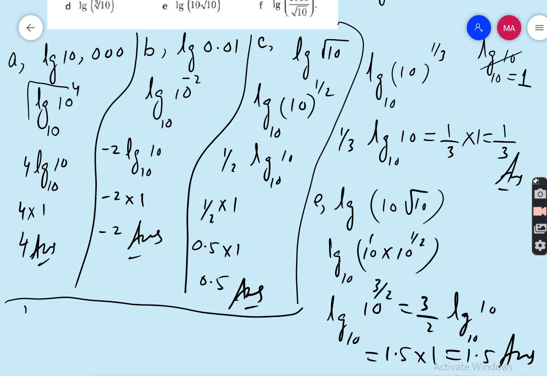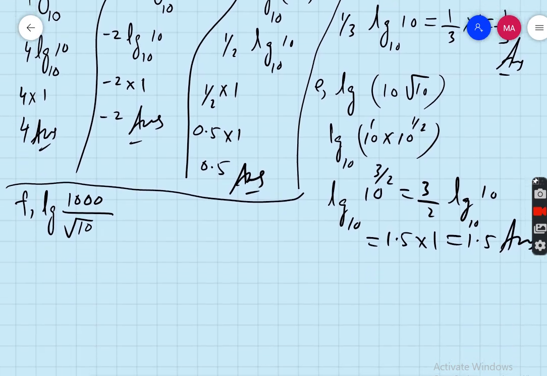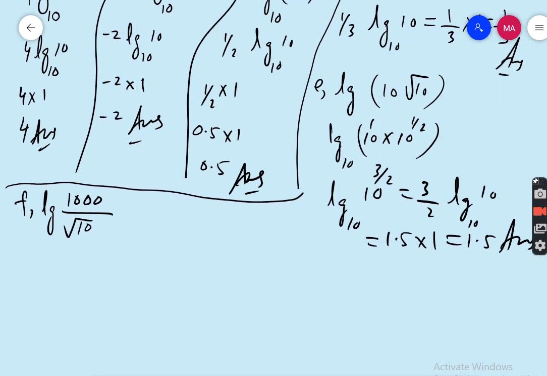Come to last part F. Part F is log of 1000 upon root 10. Make some space for this question. 1000 can be written as 10 to the power 3, into this 10. Square root means 10 to the power 1 upon 2, and 1 upon 10 to the power 1 upon 2 becomes the numerator. It will be 10 to the power minus 1 upon 2.